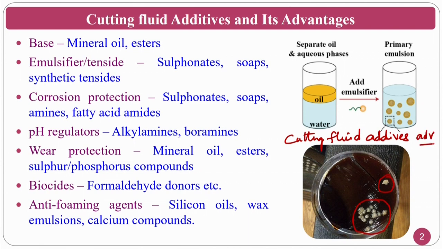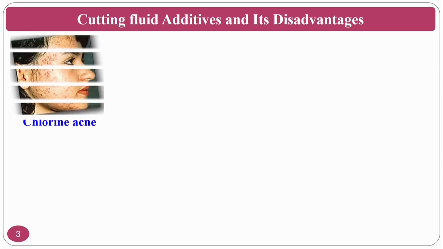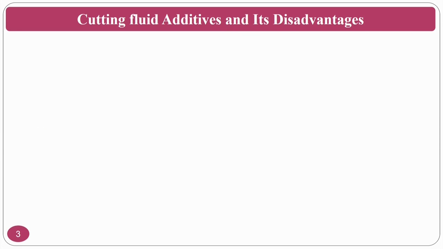At the same time, this will have side effects, that is the disadvantages of cutting fluid, which we have also seen in the previous class. Everything will have pros and cons, a positive side and a negative side. One side of the coin is very positive if you are adding the additives that we have seen in the previous slide. Now we are going to see the other side of the coin, the disadvantages if you use emulsifiers, biocides, rust inhibitors and all those things.